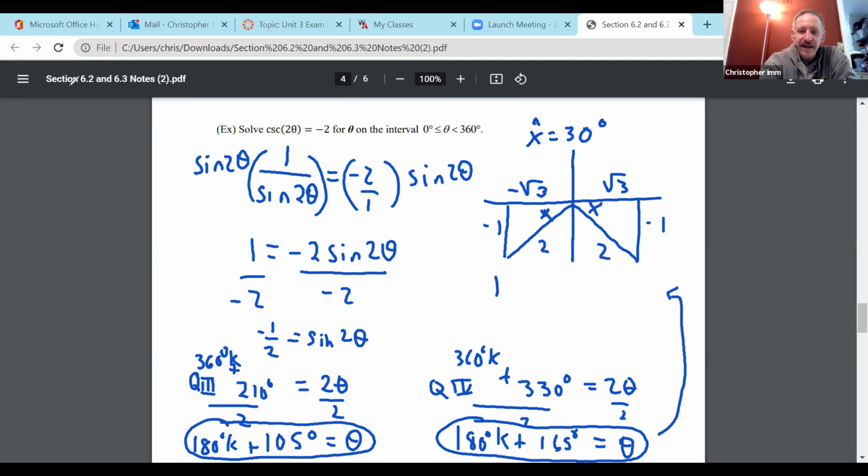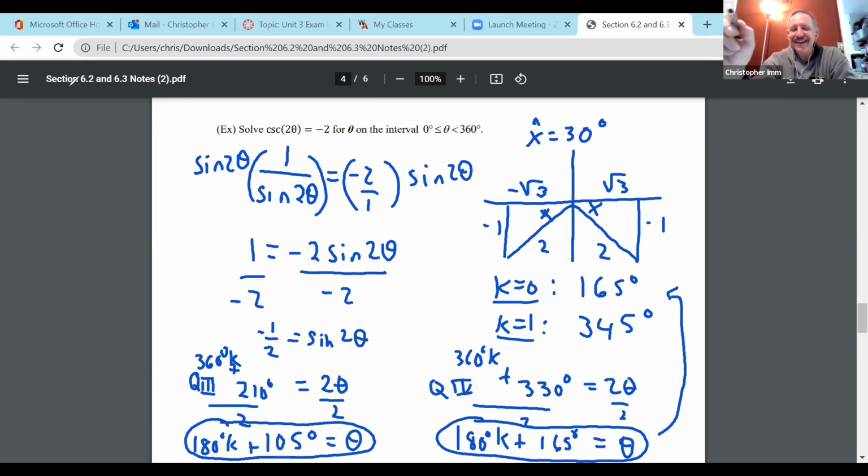Great. So when k is equal to 0, for the one in quadrant 4, we have 165. And when k is equal to 1, we have 165 plus 180, which is 345, hopefully. Yeah, that seems right. So those are going to be our 2 for the one in quadrant 4.